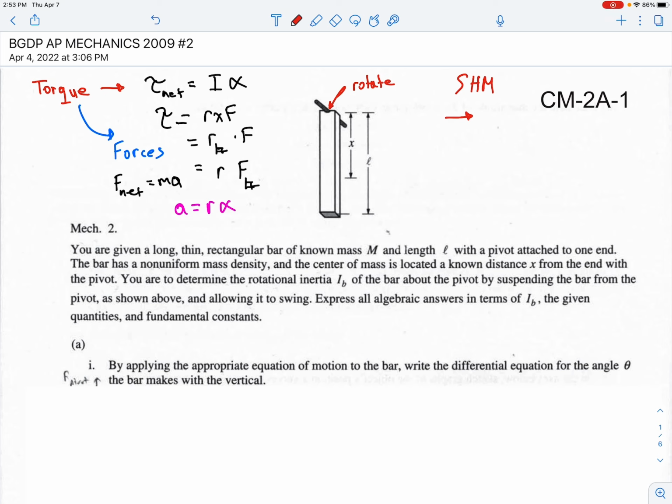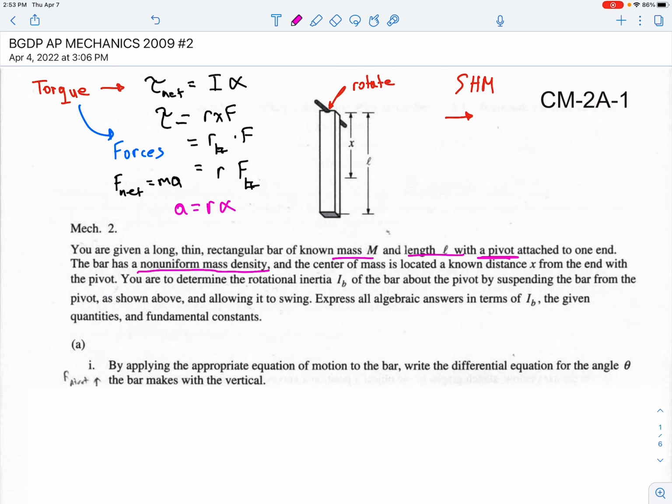Now that we have that out of the way, we go read. Given a long, thin rectangular bar of mass M, length L, pivot. Ooh, pivot, told you. Attached at one end. It's non-uniform mass density. So if it's non-uniform, what that means is that the center of mass isn't in the center. When something is uniform, the center of mass is in the center. What's the center of mass, you might ask? That's the point where all the weight acts. So for regular uniform objects, it's in the center. So, cool. That means we don't know where the center of mass is.